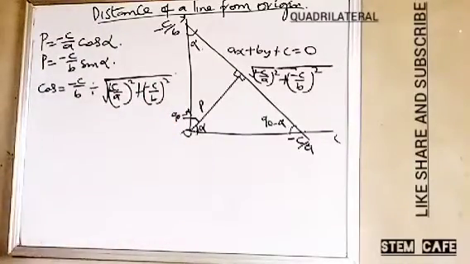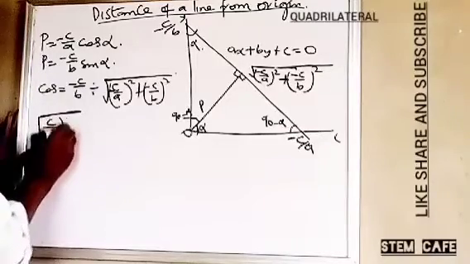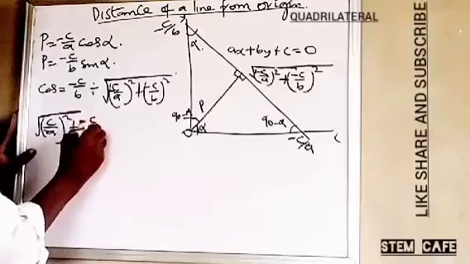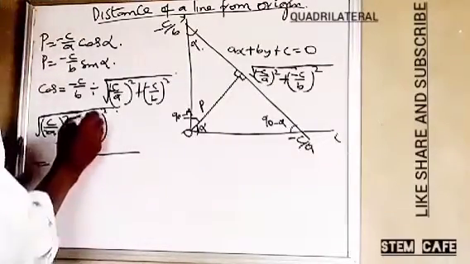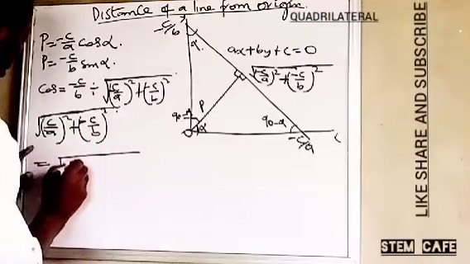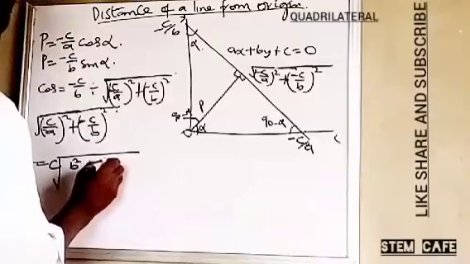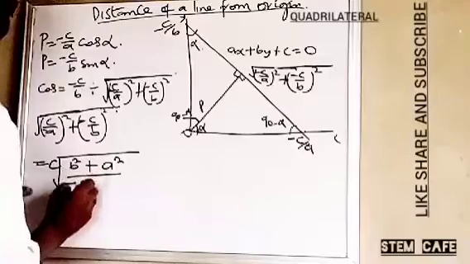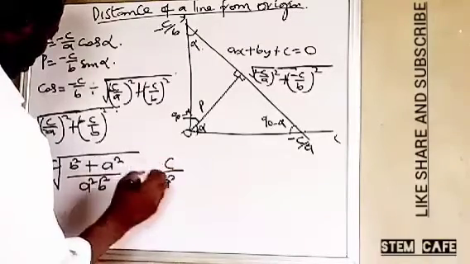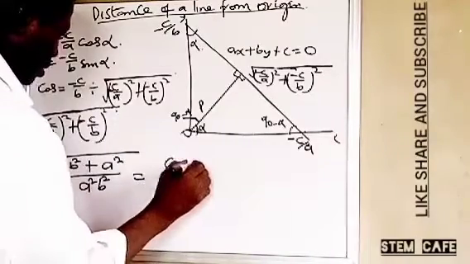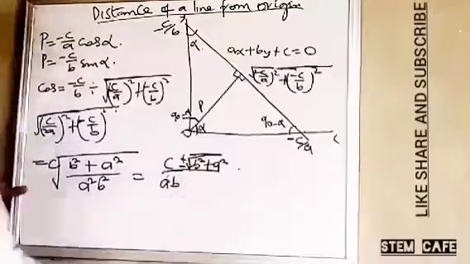Now let me work this out. It's going to give me, I'm going to have b squared, because this c is squared, I can bring this one out straight. b squared plus a squared all over a squared b squared, c over ab, square root b squared plus a squared. So this can be positive or negative.